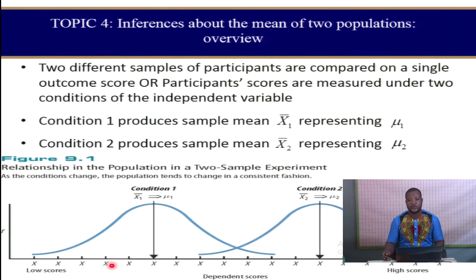So those are the instances that we want to look at. And then we can also have a situation where we want to compare the performance of maybe one department against the other and stuff like that. These are the instances we are talking about here. So the parametric test procedure for determining whether the results of a 2 sample experiment are significant is what we call the 2 sample t test. So where we are dealing with 2 samples, then we'll be using the 2 sample t test.